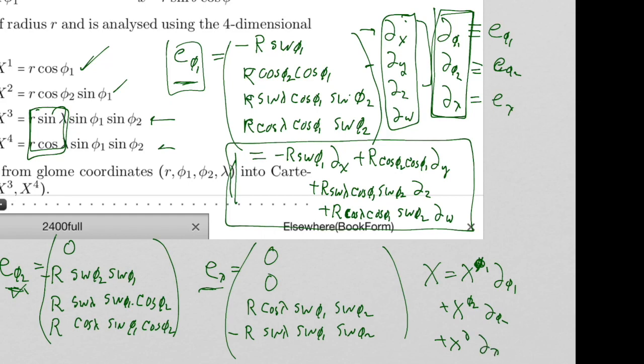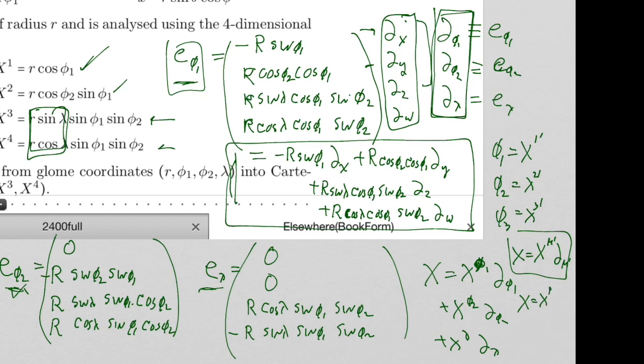Now, in general relativity, of course, we would rename these: phi 1 would be x1 prime, phi 2 would be x2 prime, phi 3 would be x3 prime, and I would write the vector x as x mu prime partial mu prime. That would be the in-glome coordinates, and the out-of-glome coordinates would be x equals x mu partial mu, perhaps. Two different coordinate systems here.